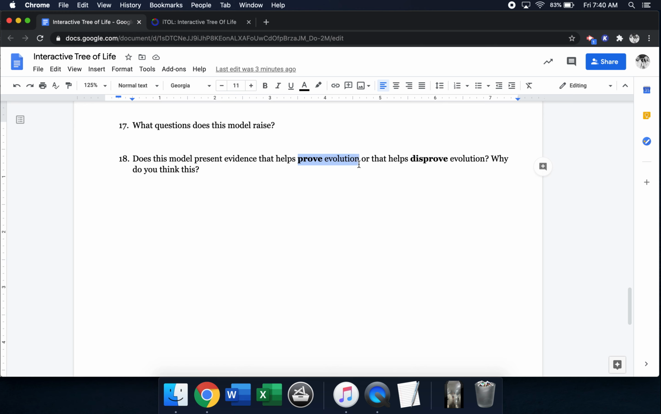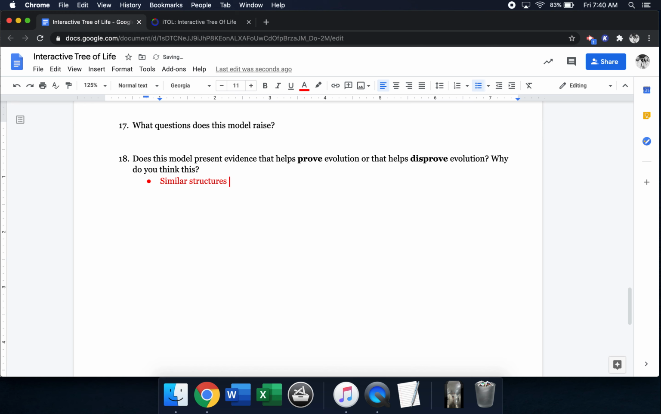And then lastly, again on your own, does this model present evidence that helps prove evolution? Does it help say, yes, evolution is a theory that can be proven? Or does this help disprove evolution? Why do you think this is? So again, this is not an answer, but just think about the stuff that we have been talking about in class.